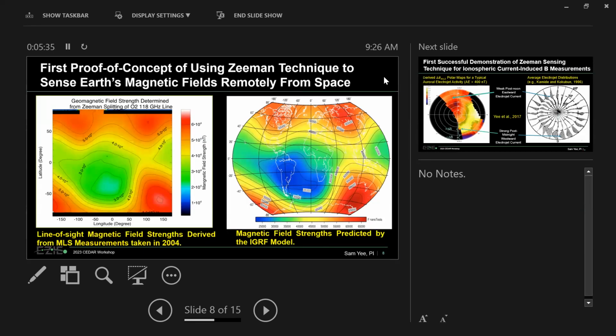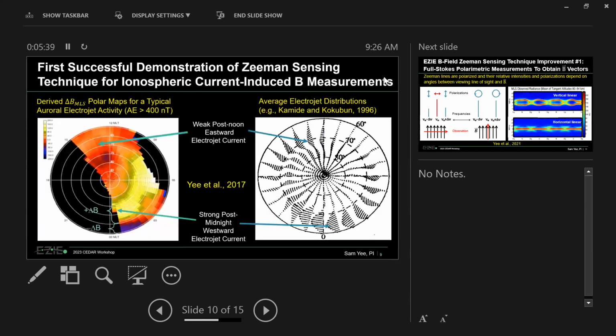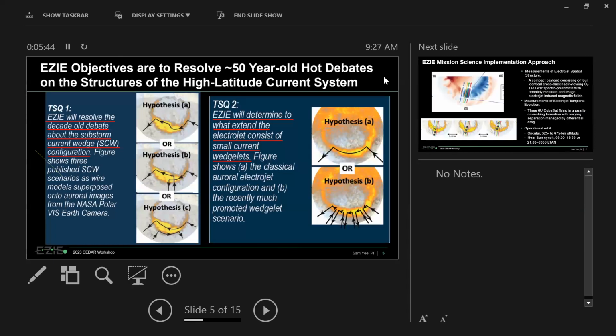Okay, but anyway, let me go back. Whether it's actually a single loop or actually formed of lots of what we call wedgelets. So if we have a smaller scale measurement, we can really point in a better direction for future research.